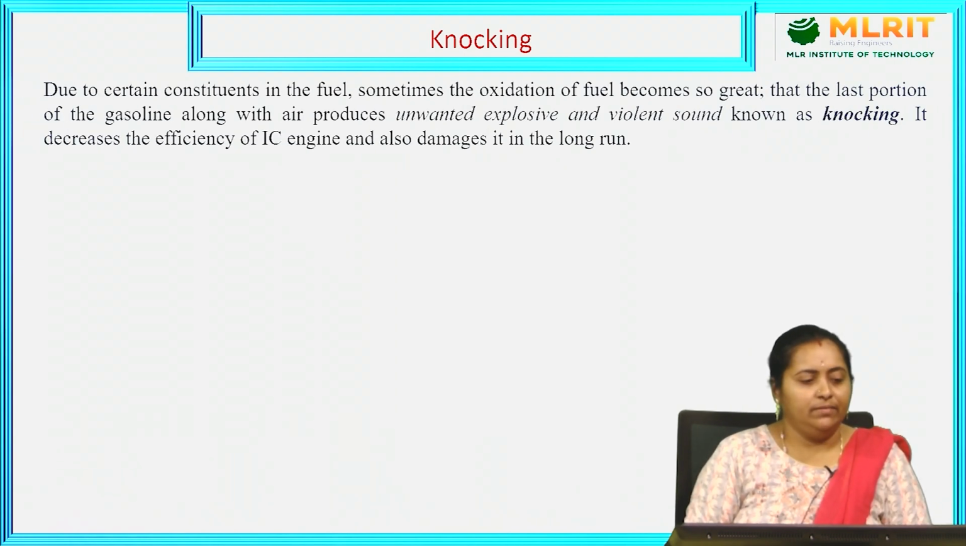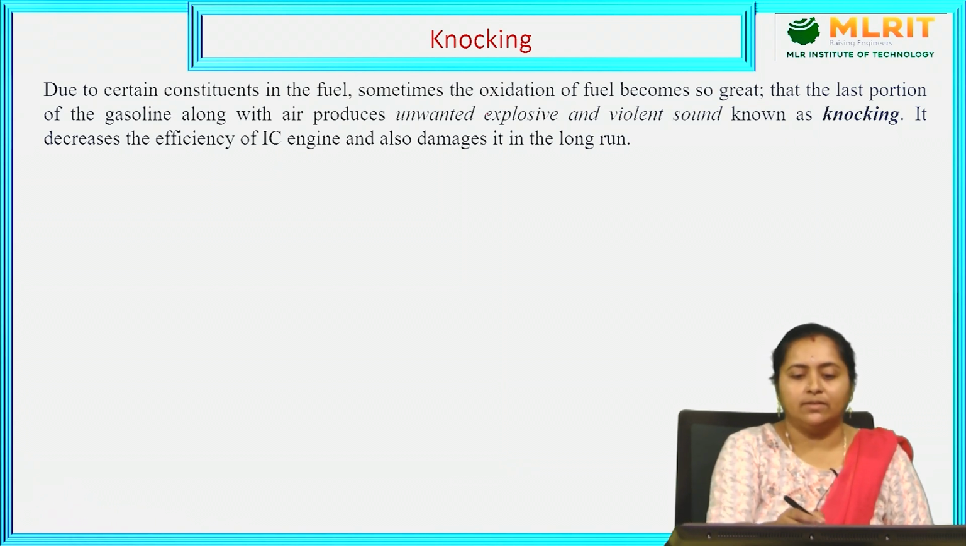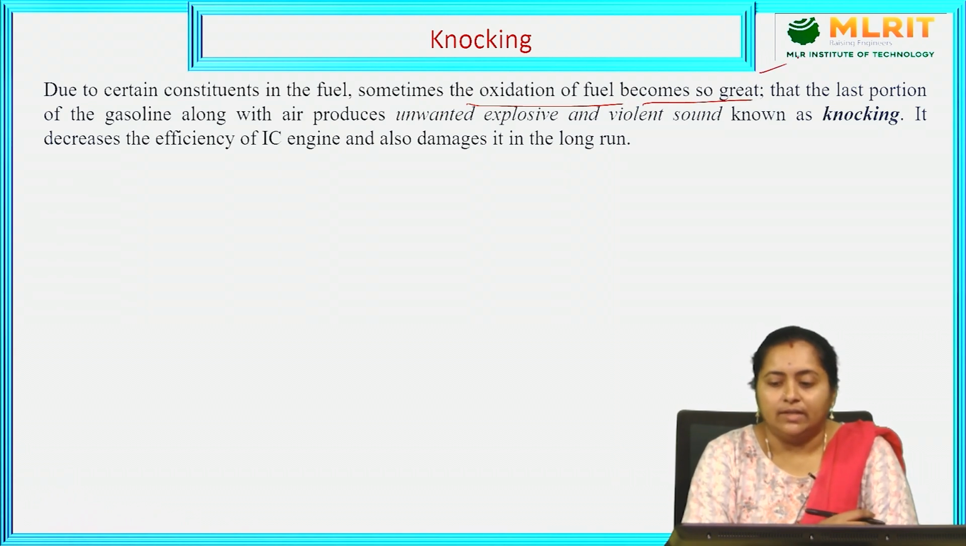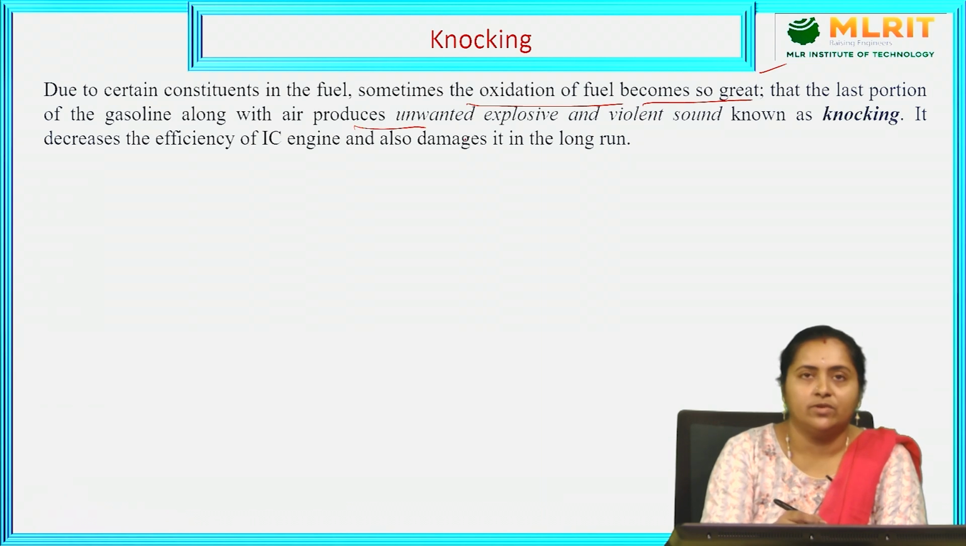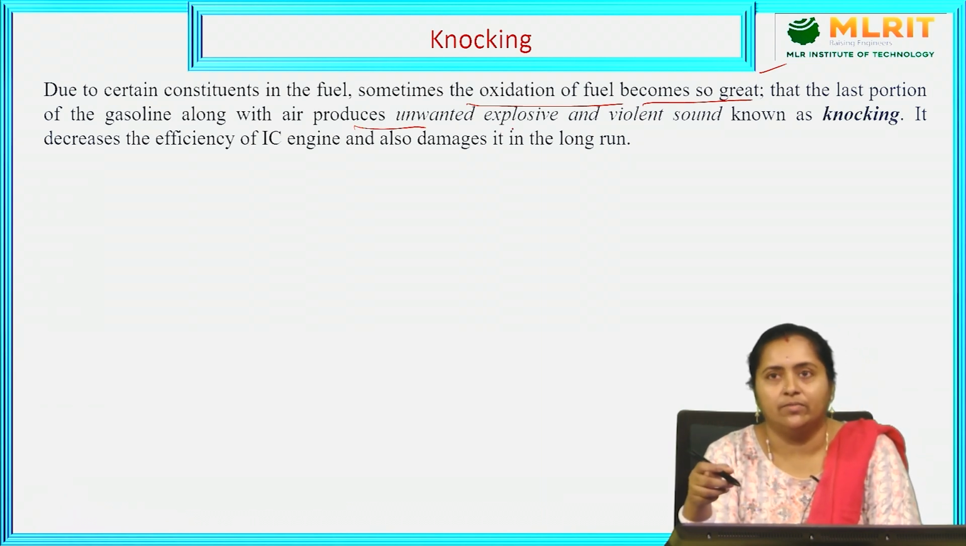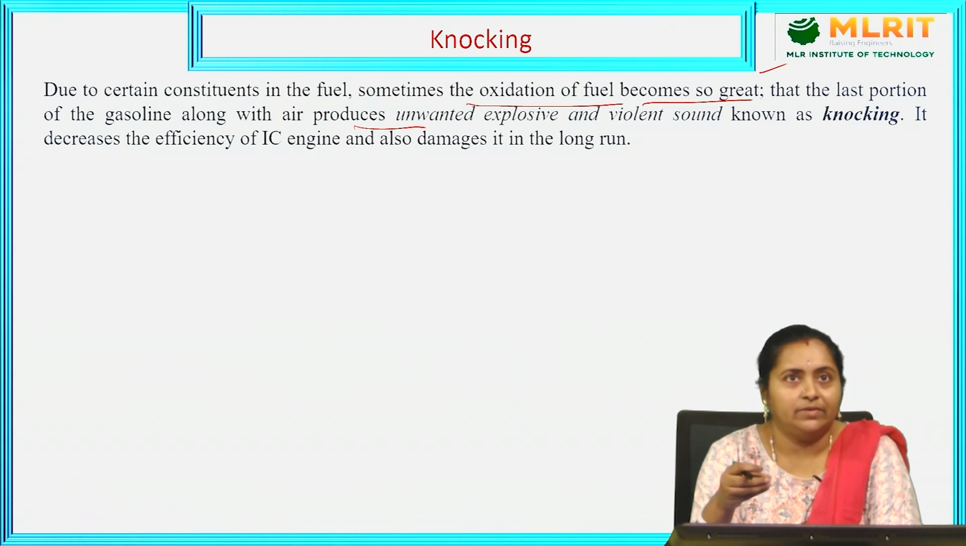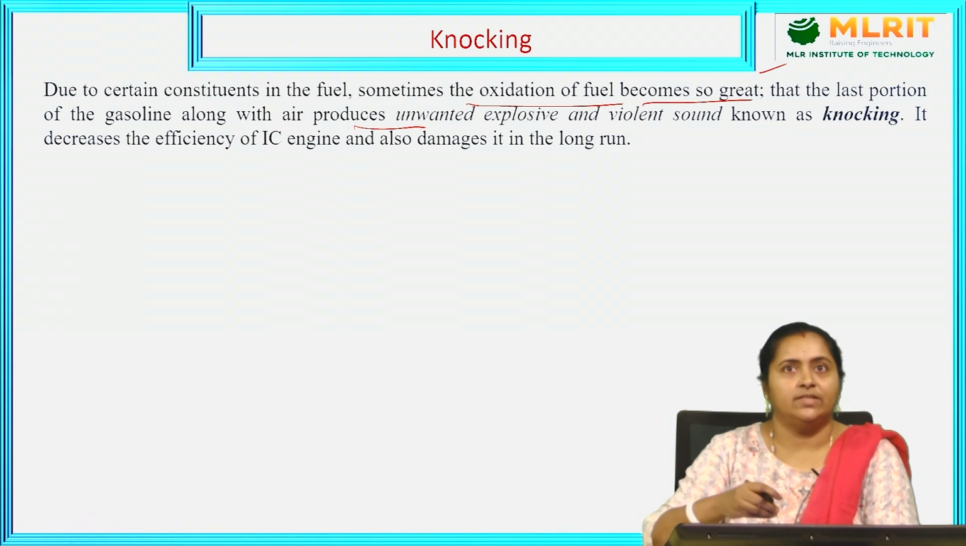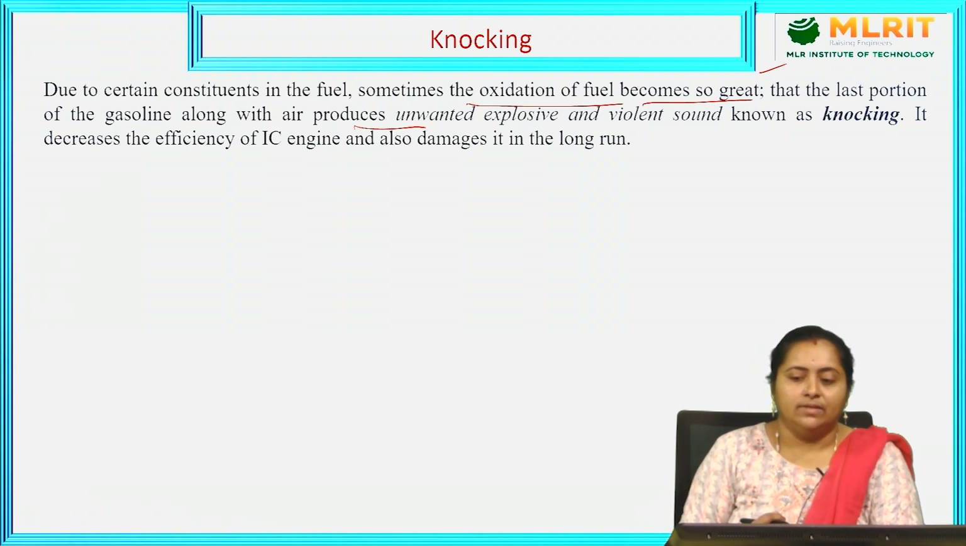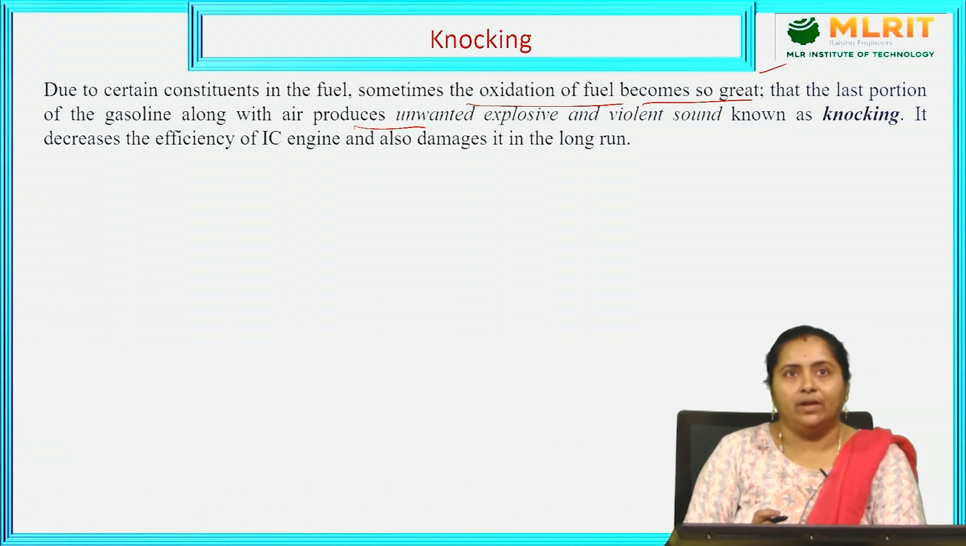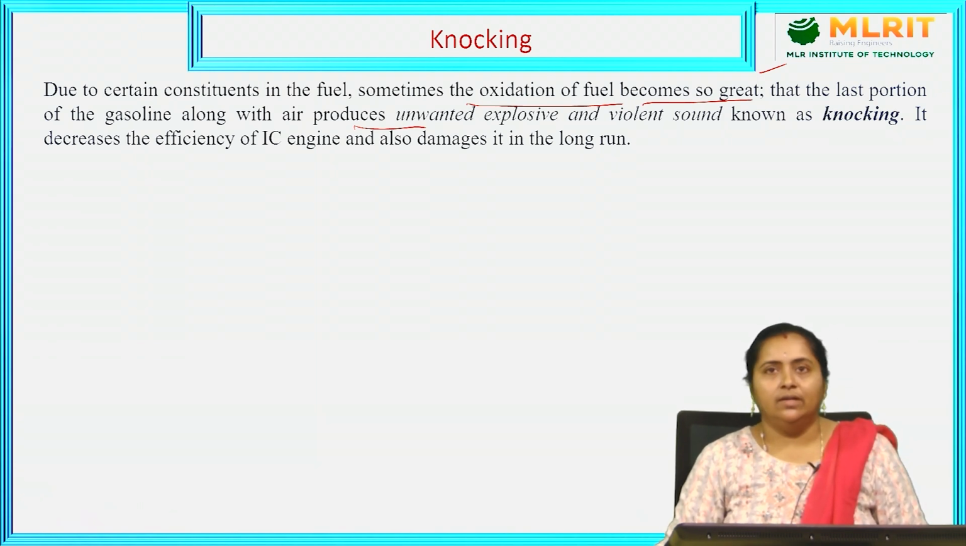Knocking is a kind of property, and this is how it is defined. Due to certain constituents present in the fuel, sometimes the oxidation of the fuel becomes so great that the last portion of the gasoline along with the air generates some kind of unwanted explosive and violent sound; that is what we call knocking. If the fuel sample has different kinds of impurities, they influence the oxidation of the fuel. For combustion to take place, the fuel to air mixture has an important role. So the last portion of the petrol along with the air, if the fuel has impurities, generates an unwanted explosive as well as violent sound, and that is what we call the knocking property.